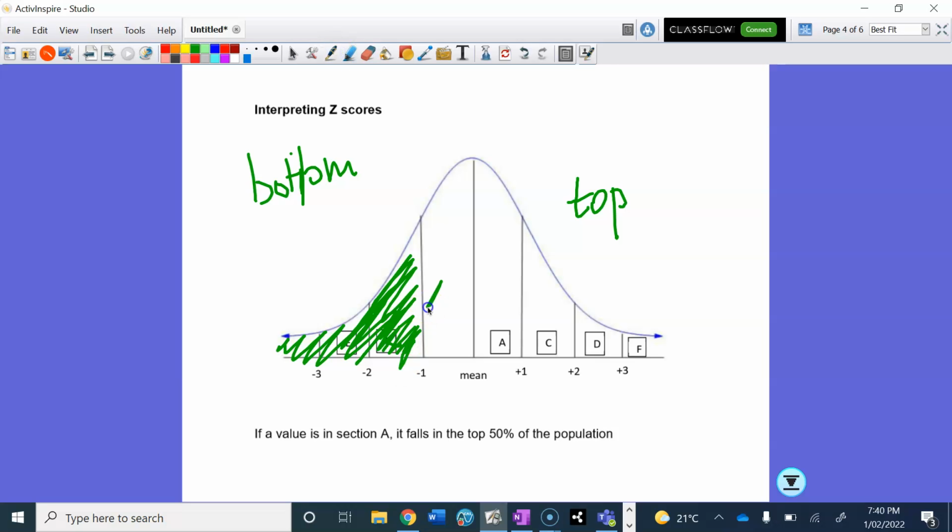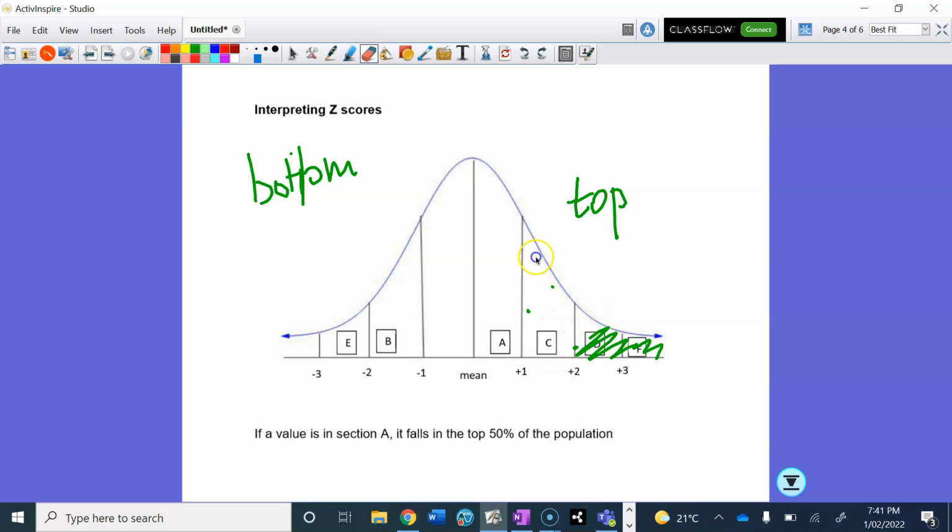Using symmetry, section C, so say a Z-score of 1.6, or 1.8, or 1.1, somewhere in here. This section here, coloured in, would represent the score for that person falling into the top 16% of the population.